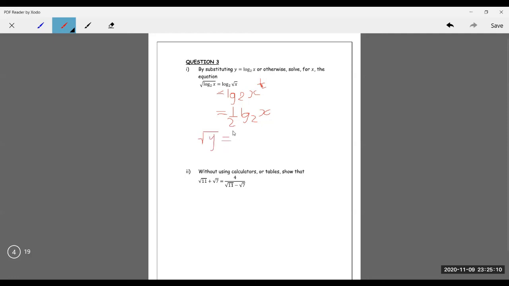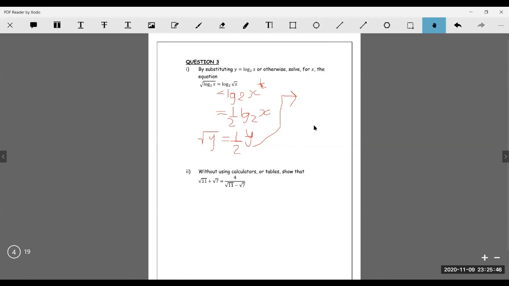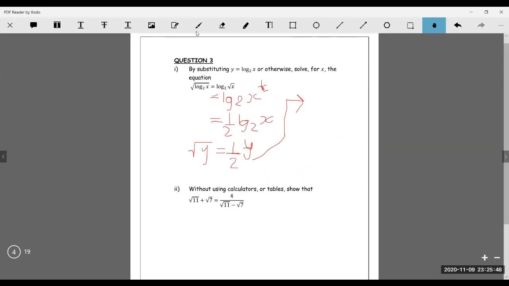It doesn't look right, and when it doesn't look right, what do we do? We square both sides. Root y equals half y. Whenever it doesn't look right, square both sides. The square gets rid of the complication. So we square both sides to get rid of the square root. When we square root of y, we get y.